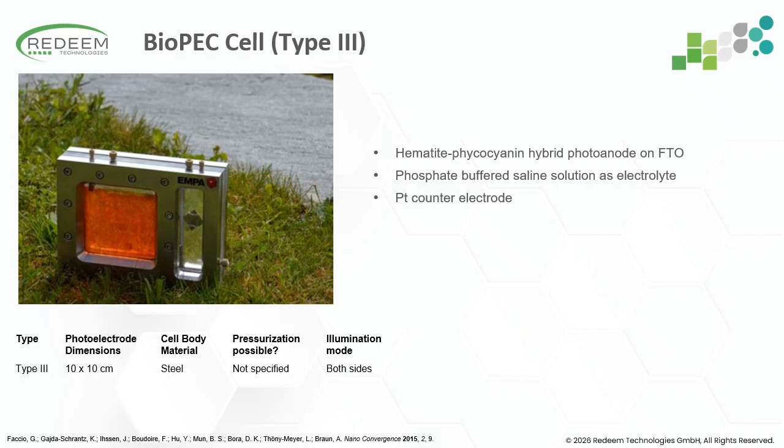In this particular demonstration, the reactor was developed for a bio-photoelectrochemical system employing a hematite phycocyanin hybrid photoanode in a phosphate buffered electrolyte with platinum counter electrode. And although the materials are quite specialized, the reactor engineering concept is broadly applicable. So by separating the electrodes geometrically rather than optically, the design maximizes light utilization while still maintaining ionic communication through the electrolyte.